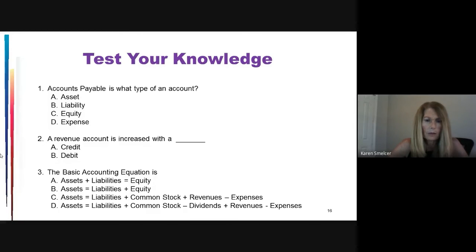Okay, and then the third one, the basic accounting equation is: A, assets plus liabilities equals equity. B, assets equals liabilities plus equity. C, assets equals liabilities plus common stock plus revenues minus expenses. Or D, assets equals liabilities plus common stock minus dividends plus revenues minus expenses. It's a mouthful. Select the correct one for that.